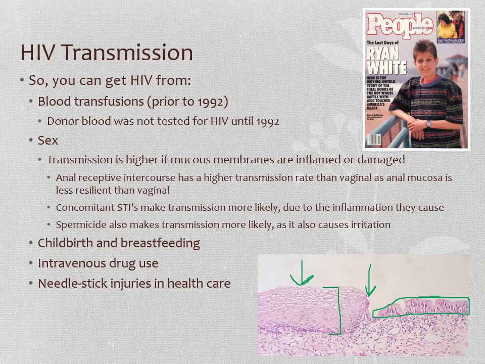And as we've discussed before, spermicide, by causing irritation, can increase the likelihood of HIV transmission because it causes irritation of those tissues. One of the reasons why, if you have other alternatives, we do not recommend spermicide.